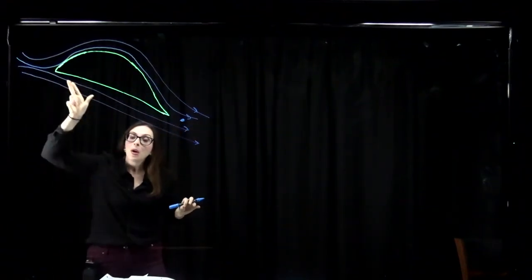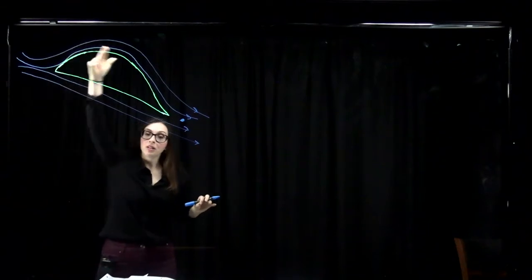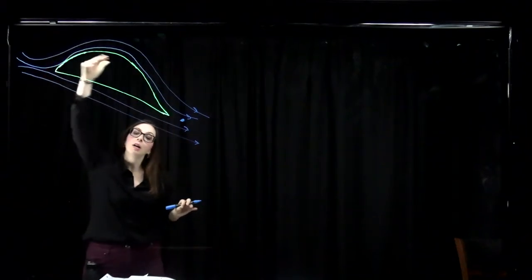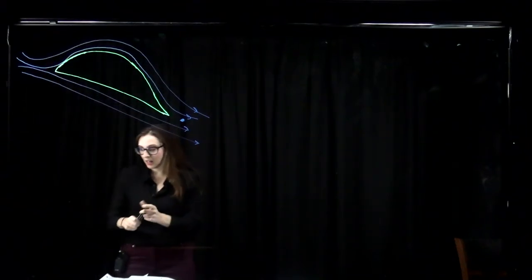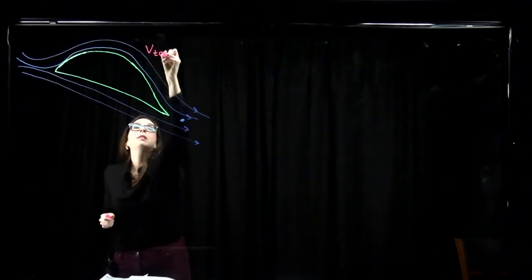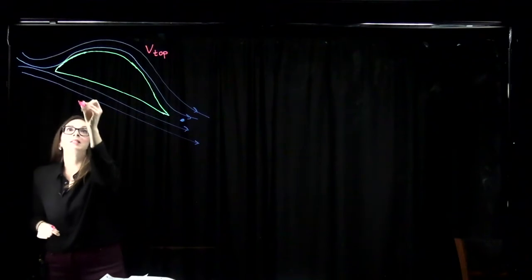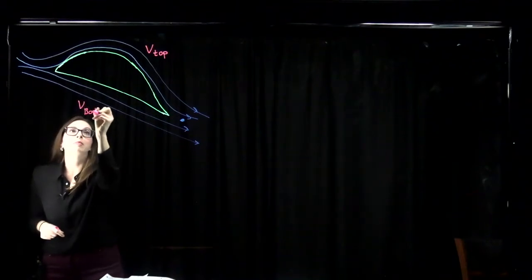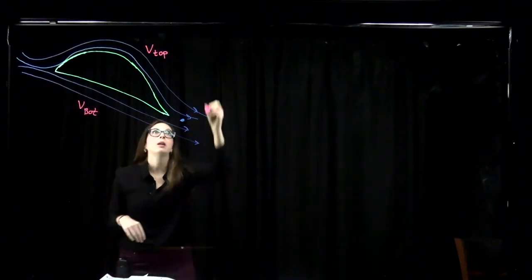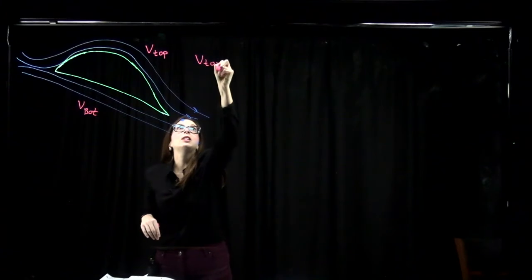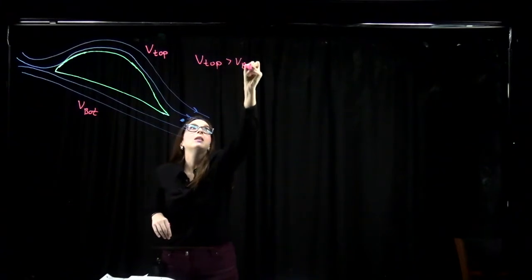Okay, so the air flowing above the top of the wing has a longer path to travel in the same amount of time. So what we'll call V top up here has to be greater than V bottom down here, the speed at which the air is flowing on the bottom. And so because of that, we know that V top is greater than V bottom.